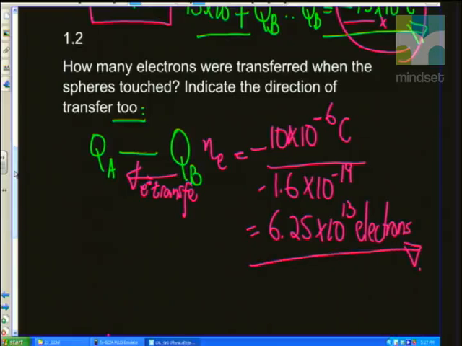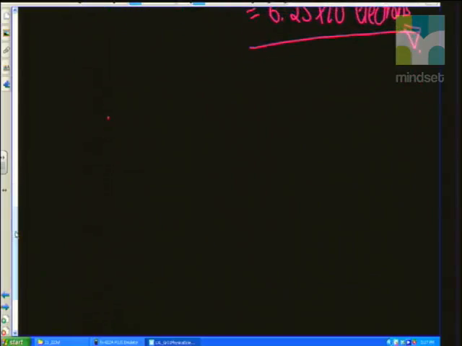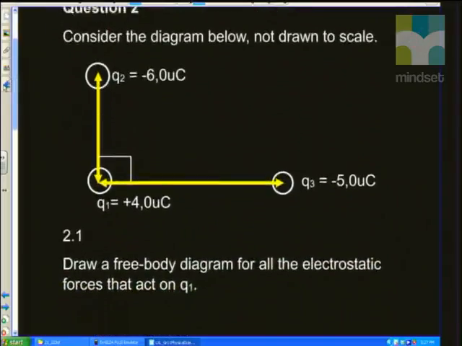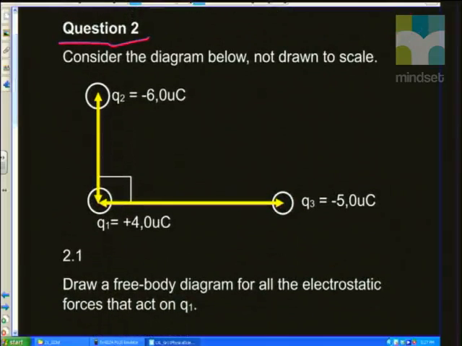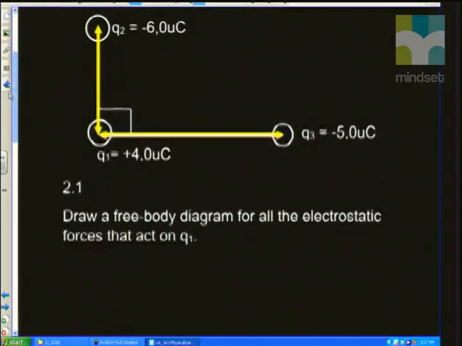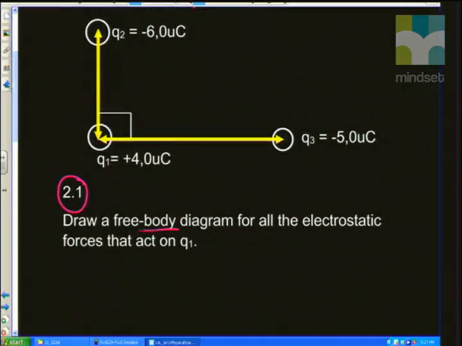Okay, good. Now, moving on. Question 2. Consider the diagram below, not drawn to scale. Question 2.1 says, draw a free body diagram for all the electrostatic forces that act on Q1. Now, there is our Q1. Electrostatic forces only that are acting on Q1, not any other force. Therefore we are going to show only two forces here: a force due to Q3 and a force due to Q2.